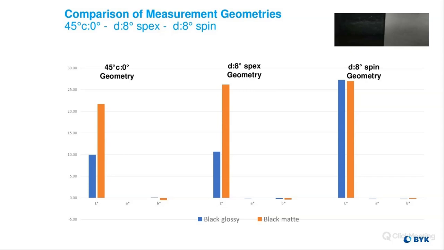Yeah, so the y-axis represents the values. So you can see on the 45°, and the L, for the black glossy sample, you have an L value of 10, so a lightness value of 10. Whereas with the matte surface, you're going to see a lightness value of, let's say, around 22. So the y-axis is just the values for the LAB values. Okay, great.